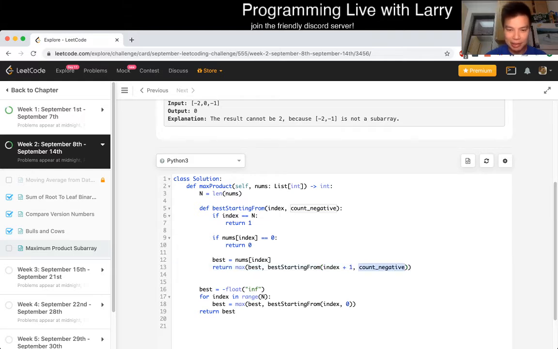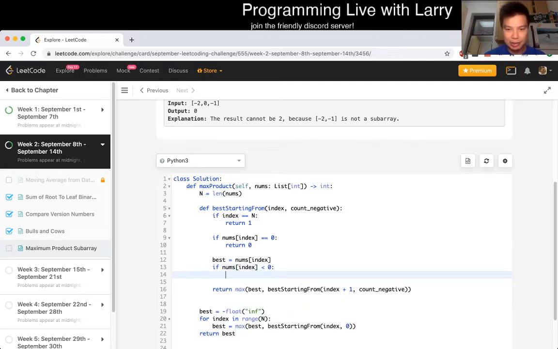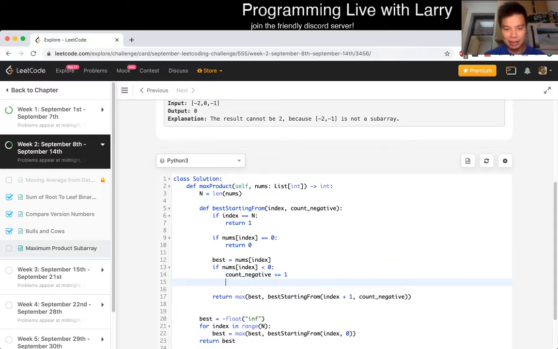Okay, I might have to change that. If num sub index is negative, we do count of negative increment by 1, right? But what we want to do is also notice that if we have an even number of negatives, then it reverts back to positive. So we want to actually just multiply by 2 so that it goes from 0 to 1 and so forth. And then from here, that should be good enough, right?